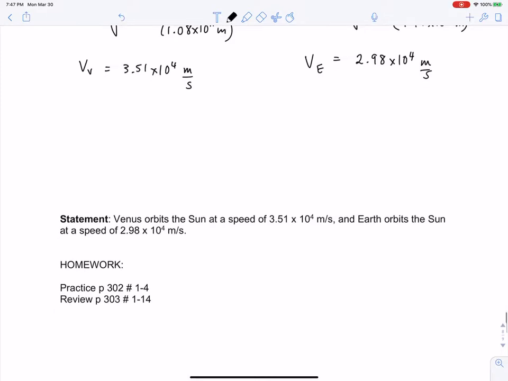Great. So we have the orbital speed of Venus and the orbital speed of the Earth, 3.51 times 10 to the power of 4 and 2.98 times 10 to the power of 4 meters per second, respectively. Try practice problems on 302 and review problems on page 303.